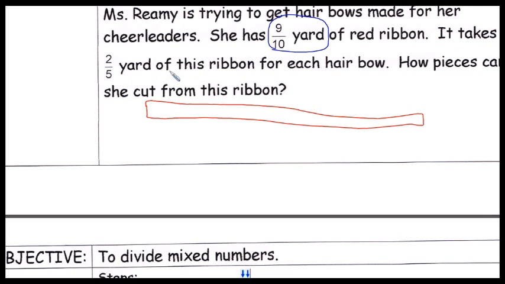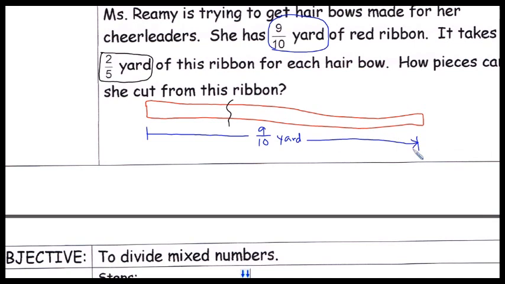Now, it takes 2/5 of a yard of this ribbon for each hair bow. So if I take 2/5 of a yard, I can make one hair bow. So I'm going to cut that, and I don't know where I'm going to cut it, but I'm just going to cut it right here. And I'm going to say that this right here that I just cut is that 2/5 of a yard. But in order for you to keep up with me, I'm going to go ahead and label the whole distance of this ribbon. We said that was 9/10 of a yard. End to end, from one side to the other, that's how long it was.